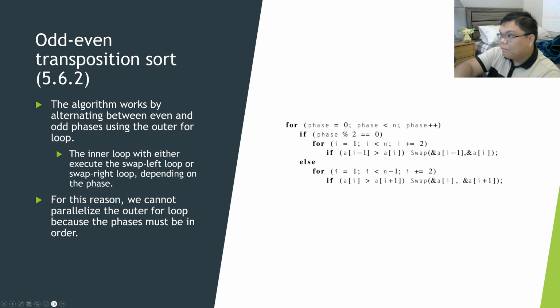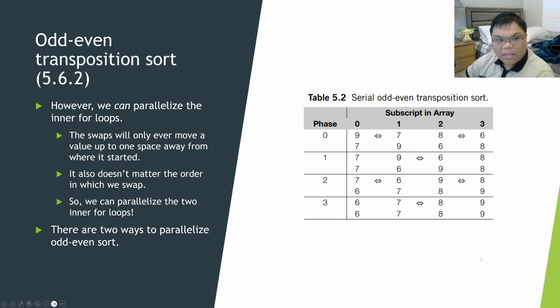It must be done so that we alternate between the even and the odd phase. So swap to the left, swap to the right, swap to the left, swap to the right. We cannot do this out of order. And for this reason, we have a loop carry dependency with the outer for loops. So we cannot parallelize the outer for loop. However, we can parallelize the inner for loop.